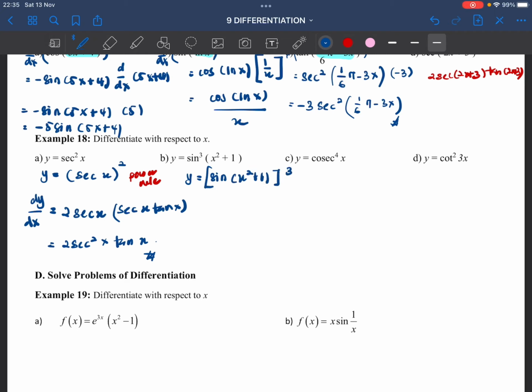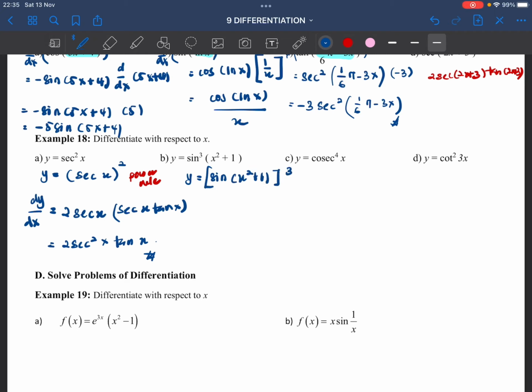Okay, for question C and D, boleh try sendiri. The answer here is negative 4 cosecant 4x cotangent x. Here is negative 6 cotangent 3x cosecant square 3x. Okay. Alright, so let's see the last example, example 19 here, which is we are going to apply some other rules.